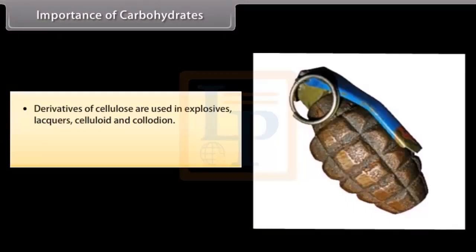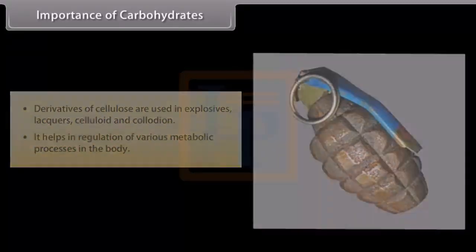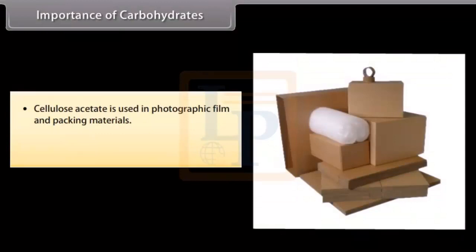Derivatives of cellulose are used in explosives, lacquers, celluloid and collodion. Carbohydrates help in regulation of various metabolic processes in the body. Cellulose acetate is used in photographic film and packing materials. They are present in the storage form of food in plants as starch.